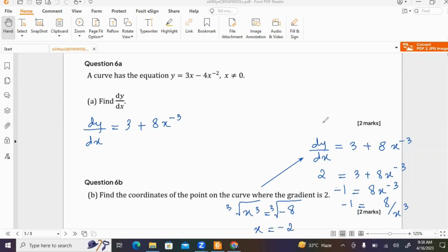So if x equals negative 2, to find y, we substitute it back into the original equation. That will be negative 6 minus 4 over 4, negative 6 plus 1, negative 5. So your coordinates are negative 2, negative 5.